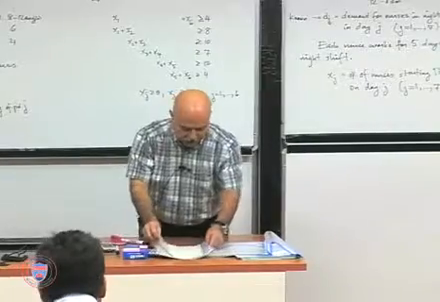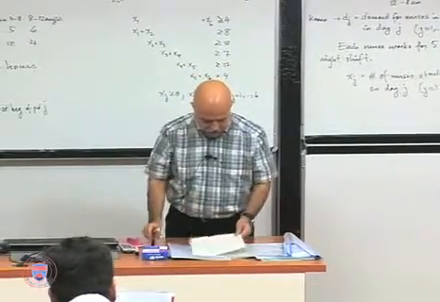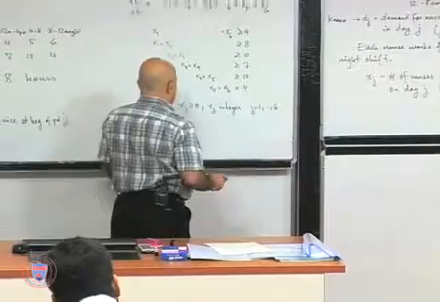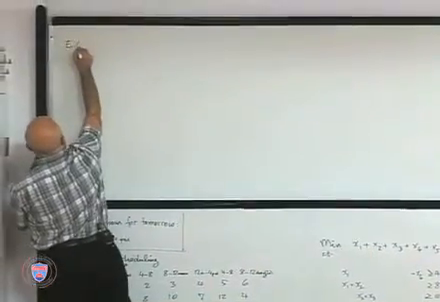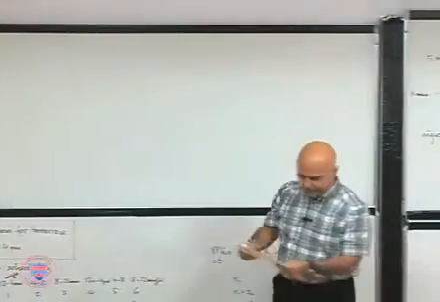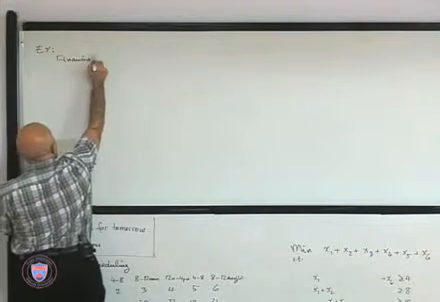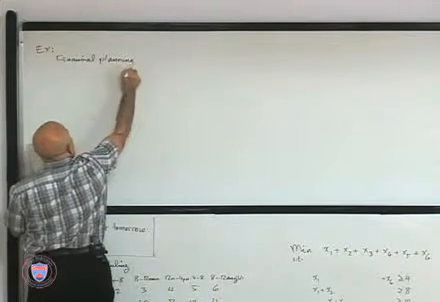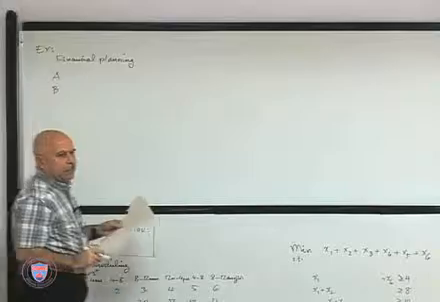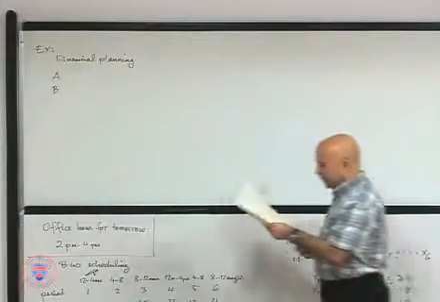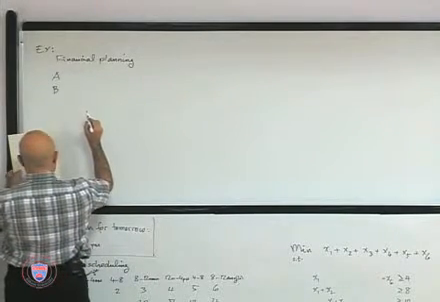Let me give you a financial planning problem, which some of you might have seen again earlier in undergraduate courses. You've got money-making activities A and B. These are available at the beginning of next 5 years.